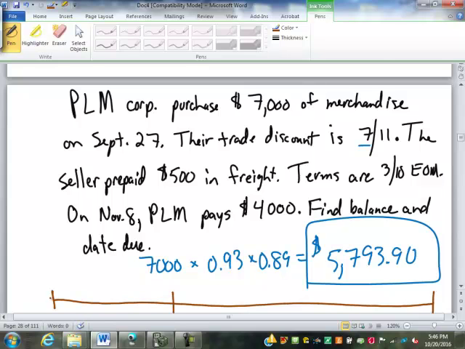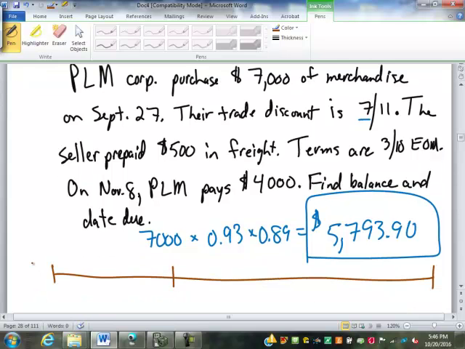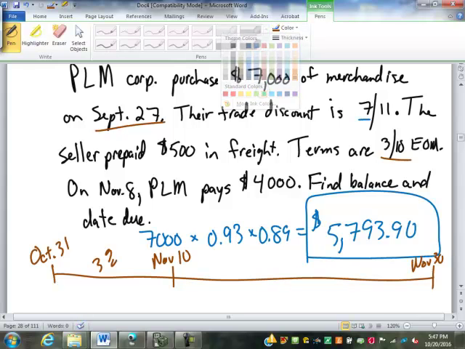Look at our timeline. When's our timeline start? October 31st. The end of the month, but it's after the 26th thereafter. So it goes to the end of the next month. So they'd have till November 10th here to get a 3% discount, as it's listed. Then, of course, November 30th is when it would be due. It was only 30, but it doesn't matter. We've just said it's the 30th of the next month, no matter how many days there are.